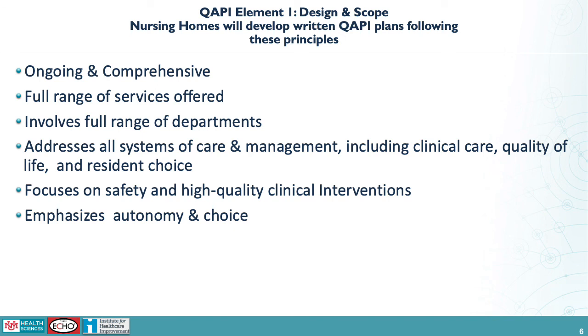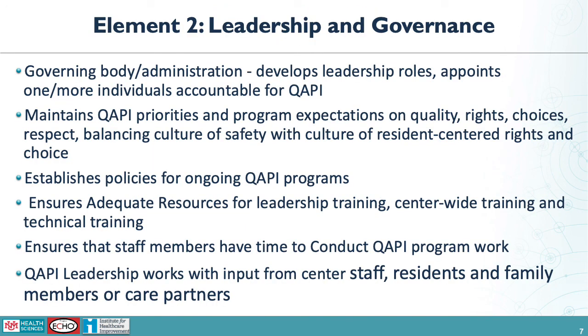So element number 1, design and scope. It's got to demonstrate that the QAPI plan is ongoing, it's comprehensive, involves all departments, and that it really focuses on person-centeredness and autonomy and choice. The second element, leadership and governance. This is really critical. The leaders of the organization, whether it's the board or people in leadership positions in administration and clinical roles in leadership, must all be involved in QAPI.